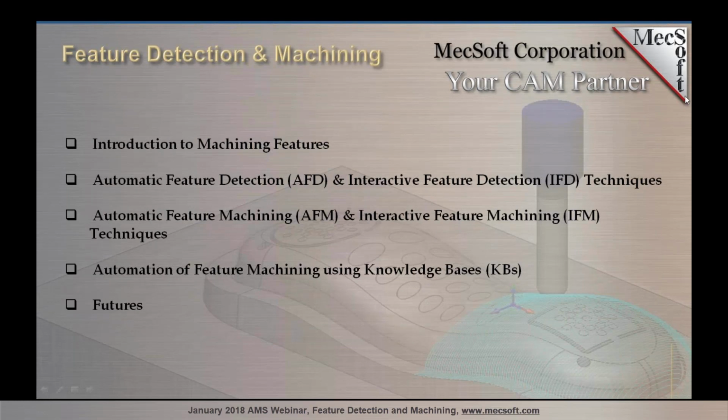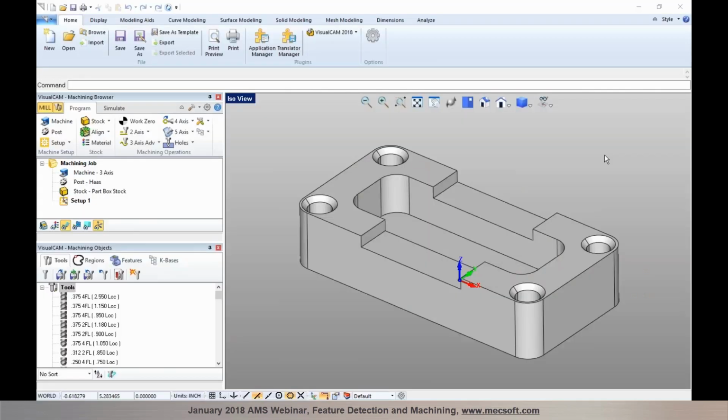Okay, so now what I'm going to do is jump directly into the product, and we will go over feature detection and machining, and we'll take a look at automatic feature detection and also how we can do automatic feature machining. First, I'm going to start out with our flagship product, Visual CAD CAM. We are running the latest release, 2018.